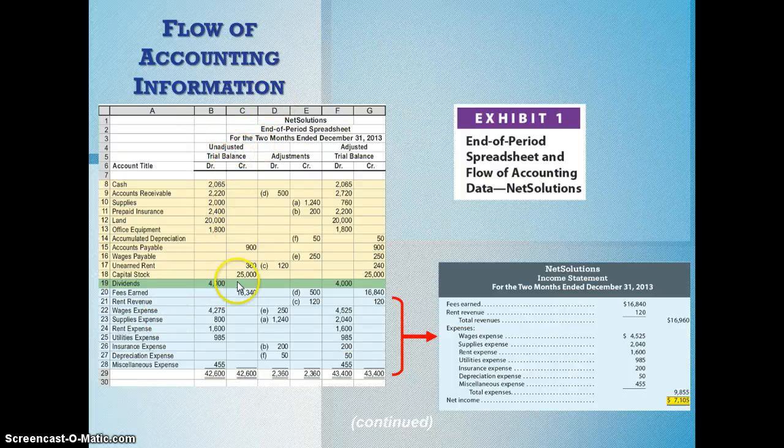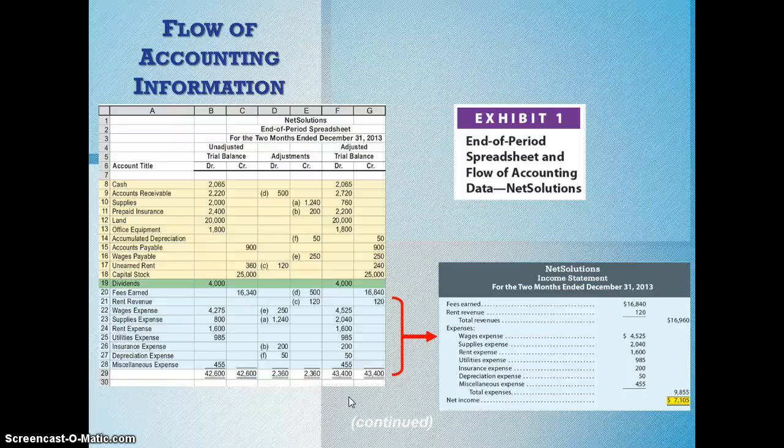We have our unadjusted trial balance, which was at the end of chapter 2. We have our adjustments that we learned in chapter 3, our adjusting entries. And then we end up with a new adjusted trial balance. Okay, so we will use this information from this worksheet to be able to prepare our financial statements.